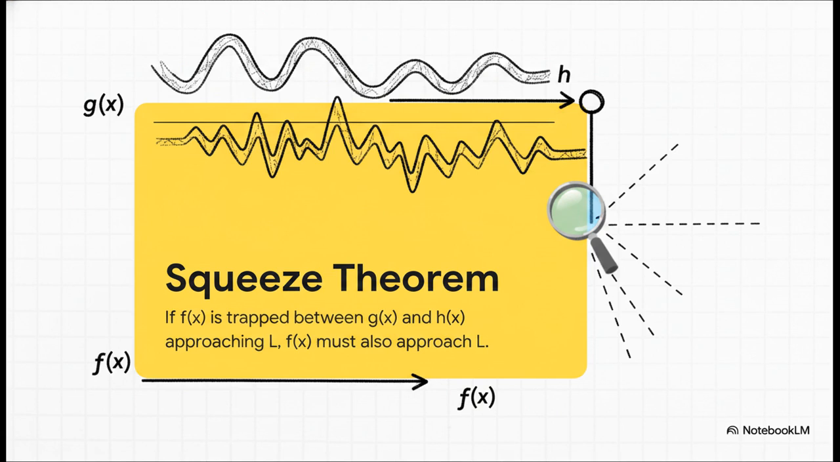Imagine you have a highly unpredictable function, f of x. If you can trap it, or sandwich it, between two predictable functions, g of x on the bottom and h of x on the top, you are back in complete control. Think about it. If the bread on top and the bread on the bottom are moving to the exact same destination, let's call it L, then the messy meat trapped in the middle has absolutely nowhere else to go. It is forced to approach that exact same limit. It's a brilliant, airtight way to trap a limit into revealing itself.